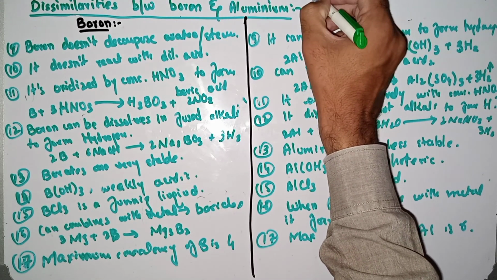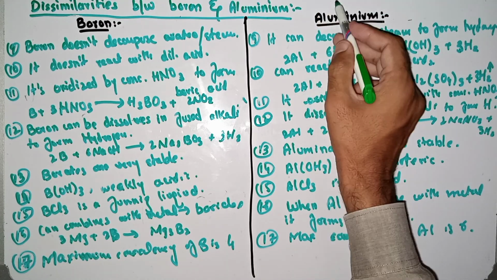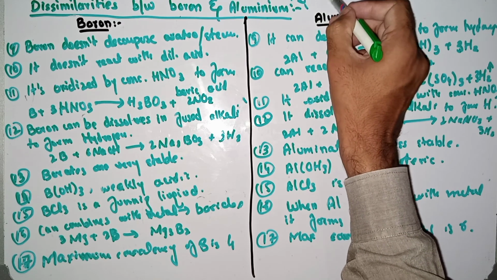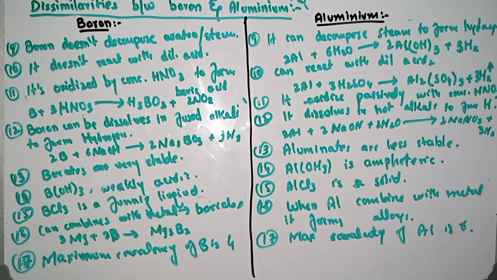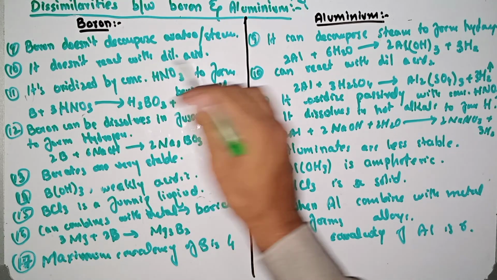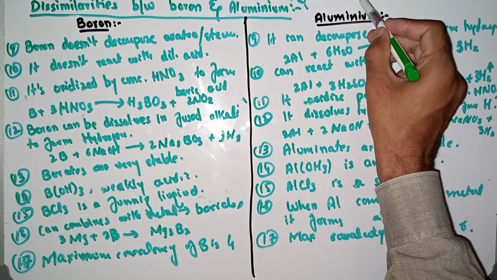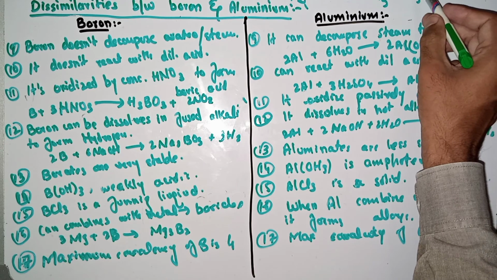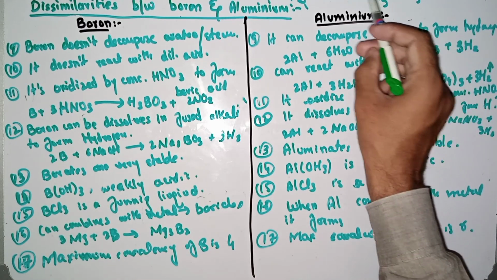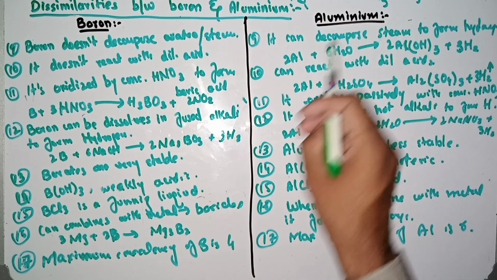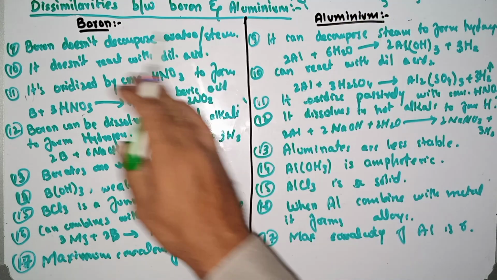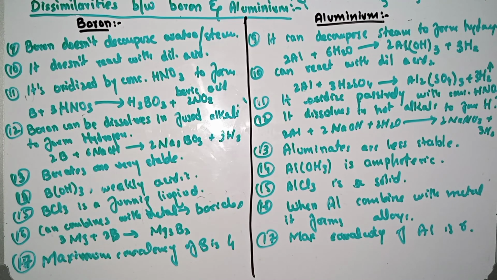Boron has in its valence shell 2s and 2p. 2p contains 3 orbitals, while 2s has 1 orbital. So 1 plus 3 is equal to 4, which means boron can have a maximum covalency of 4. In case of aluminum, it has 1 s orbital, 3 degenerate p orbitals, and 5 degenerate d orbitals, so 5 plus 3 plus 1 is 9 degenerate orbitals in the valence shell. That's why the covalency of aluminum is greater than boron. I hope these points are clear.